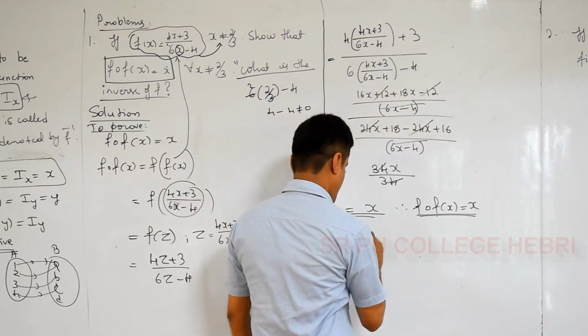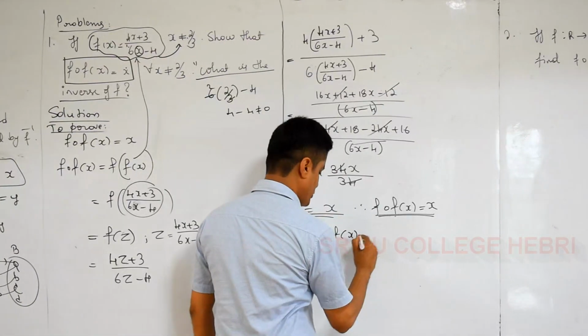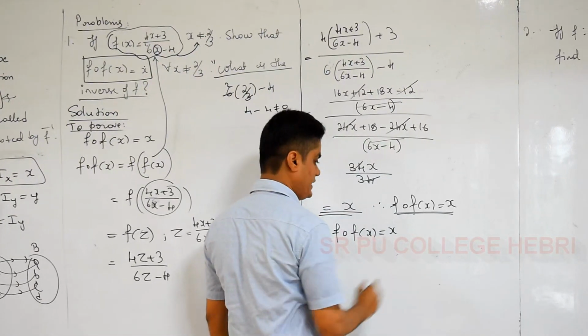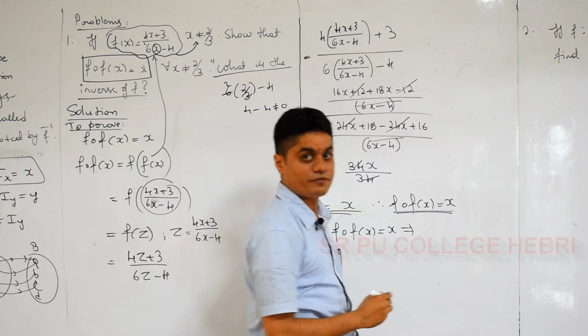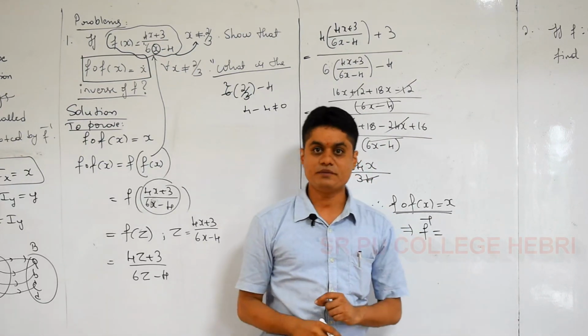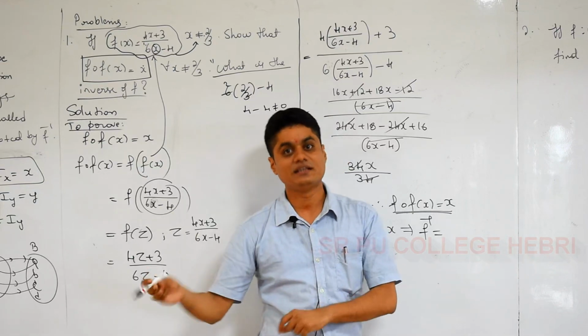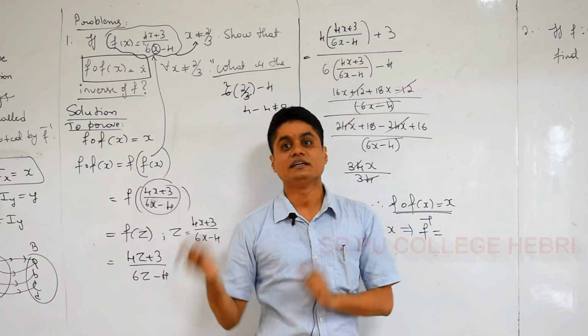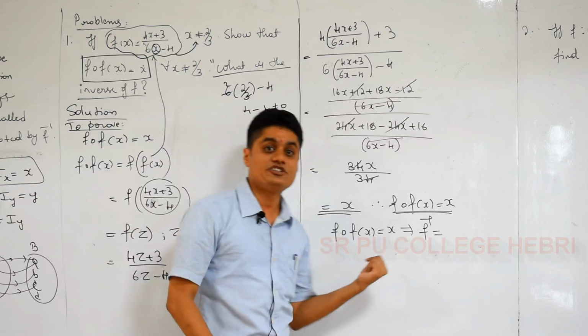Now if f of x is equal to x, can you tell me what is the inverse of f? This implies f inverse is... Remember the inverse definition: if f of g of x is x and g of f of x is also x, then g is called the inverse of f. Here, instead of g, what do you see?